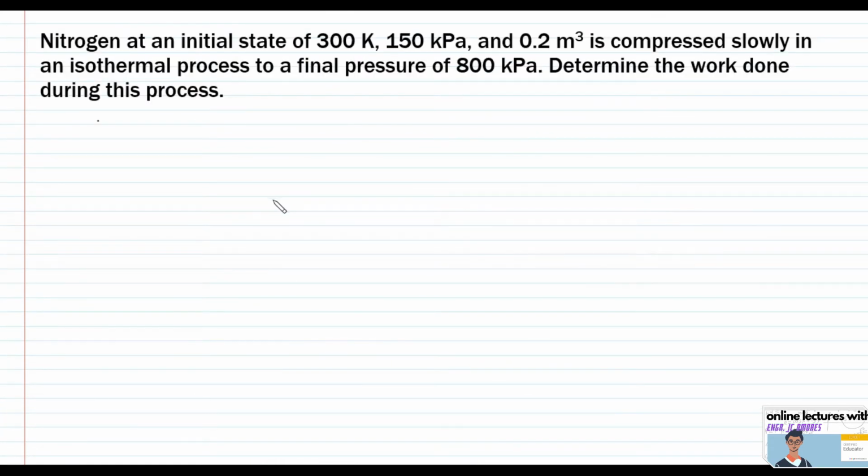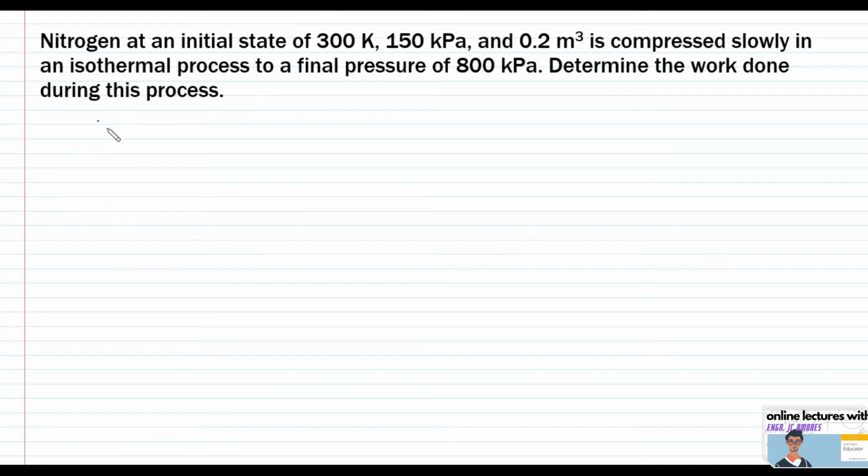So problem number 2: nitrogen at an initial state of 300 Kelvin, 150 kilopascals, and 0.2 cubic meter is compressed slowly in an isothermal process to a final pressure of 800 kilopascals. Determine the work done during this process.